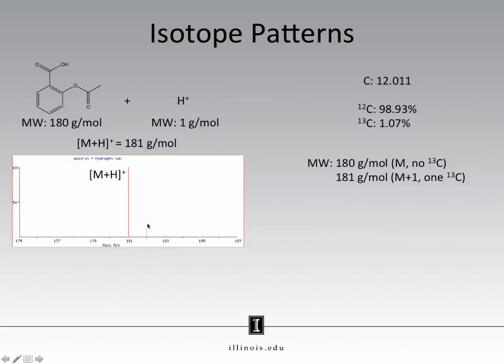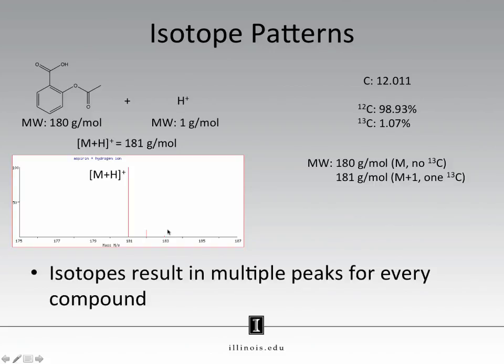Notice how the signal for 182 is much smaller than the signal for 181. That is because carbon-13 is much less abundant than carbon-12. If you look real closely, you can see another even smaller signal at 183. That would correspond to an aspirin molecule that contained two carbon-13 atoms.